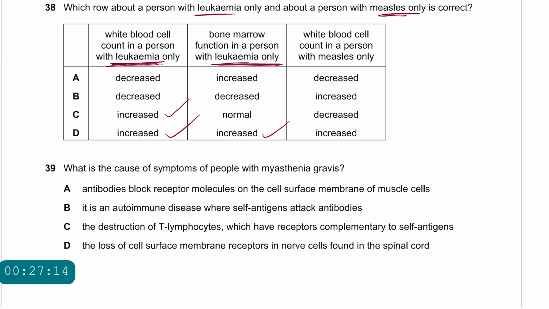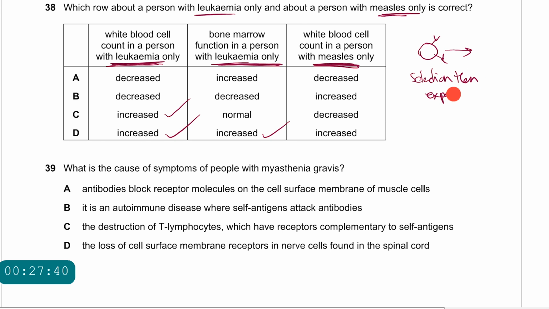3. White blood cell count in a person with measles only. So a person with measles, that's a pathogen, enters the body. Macrophages carry out antigen presentation, and then B lymphocytes with receptors complementary to that pathogen divide. First of all, there's clonal selection, then expansion, to produce a higher number of those B cells that are complementary to the measles. Therefore, it's normal when an infection happens with measles that the number of white blood cells increases, so this is correct. The answer is going to be D.